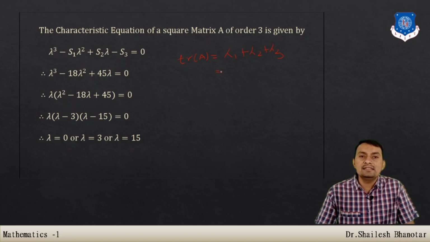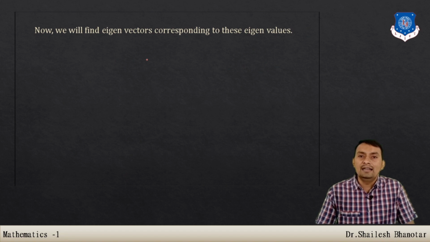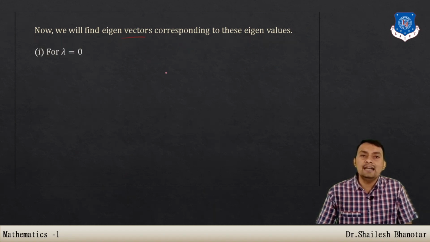So that you can see that is 0 plus 3 plus 15, and that is going to be 18, and that is what exactly the sum of all the entries of the principal diagonal. And then the determinant of A will be lambda 1 into lambda 2 into lambda 3, and one of the eigenvalues is 0, so definitely its determinant will be 0. So these are the eigenvalues, and now I'm just going to find the eigenvectors corresponding to these three eigenvalues.